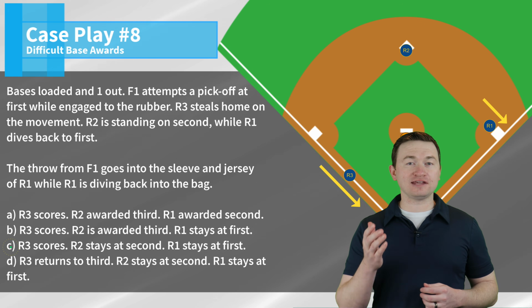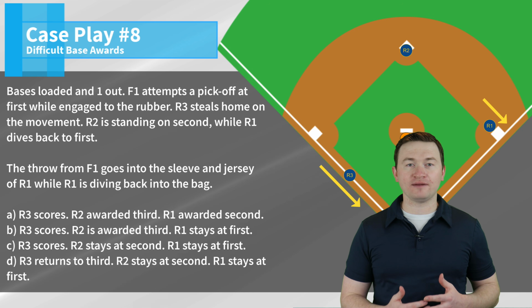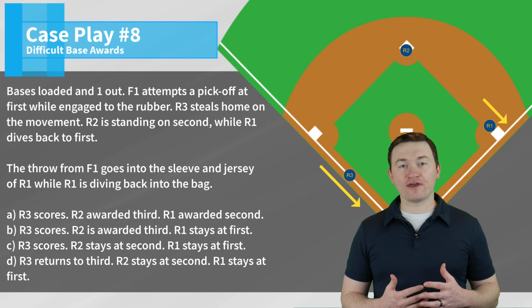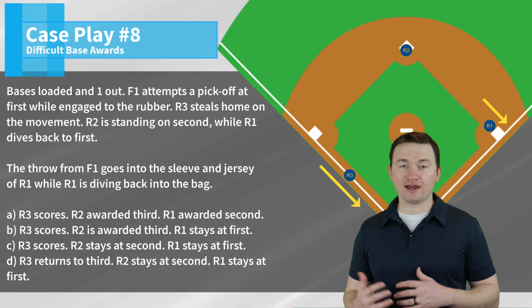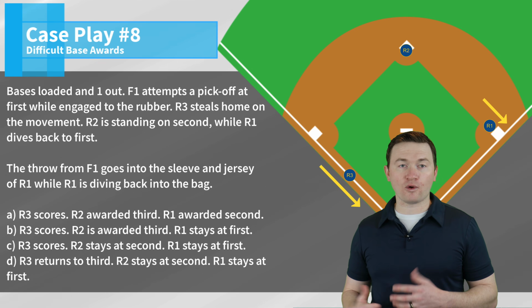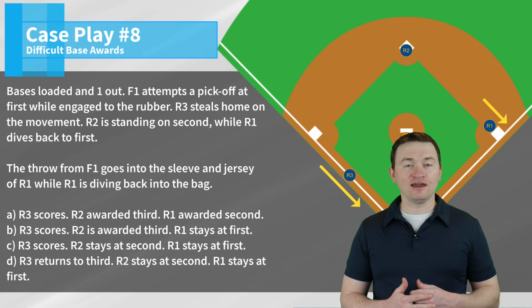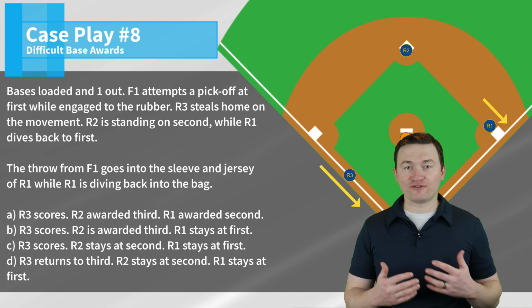The correct answer here is C. Because this is a thrown ball going into an offensive player's equipment, it immediately becomes a dead ball. We're going to award runners where they were trying to advance to. R3 was moving towards the plate on the pitch, so he's going to be awarded to score. R2 was not looking to move anywhere, so he's going to stay on second, and since R1 was diving back into first, we award R1 with first base.